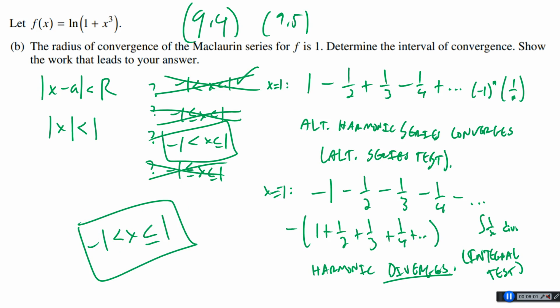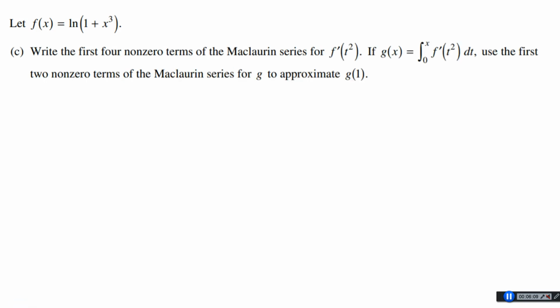So this you probably weren't able to do because I probably gave the white sheet a little bit too early. But that's just fine. So let's move on. The next part we should be able to do. Part D we won't be able to do though. So now they want the first 4 non-zero terms of the Maclaurin series for the derivative of t squared.